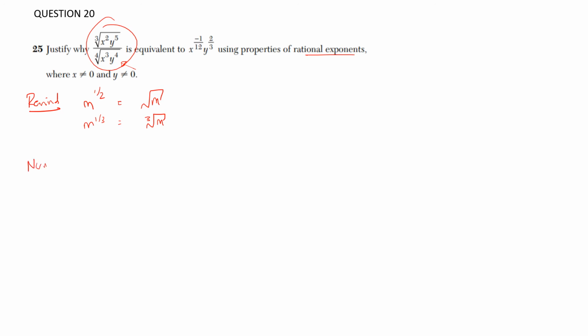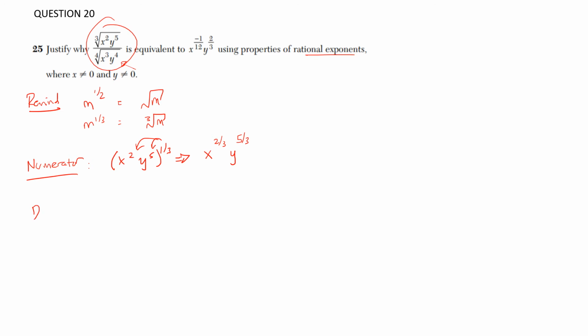Let's do the numerator first, the numerator. Okay, so cube root just means it's all that to the 1/3. So that's x squared y to the 5th all to the 1/3. When you have exponents like this, okay, you just multiply it in. It's like the distributive property. Okay, so that's x to the 2/3 y to the 5/3.